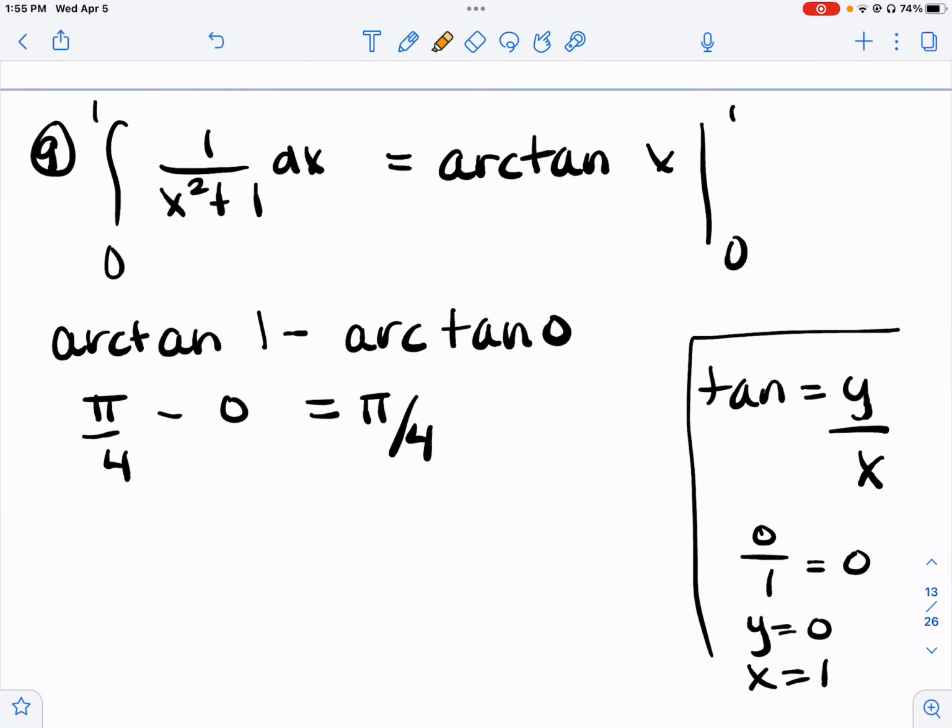Number 9, the integral of 1 over x squared plus 1, that is arctan, because that would be u squared plus a squared. So that's arctan of u over a, but a is 1 because it's x squared plus 1. So arctan of 1 minus arctan of 0. The arctan of 1 is pi over 4. Arctan of 0 is 0.